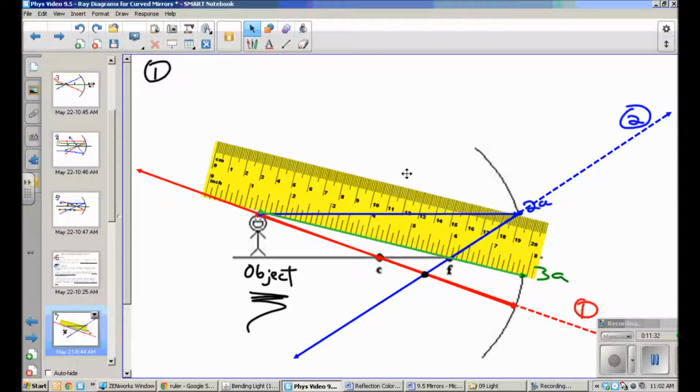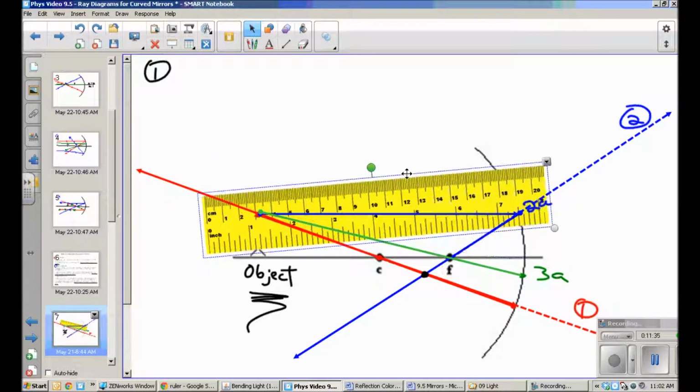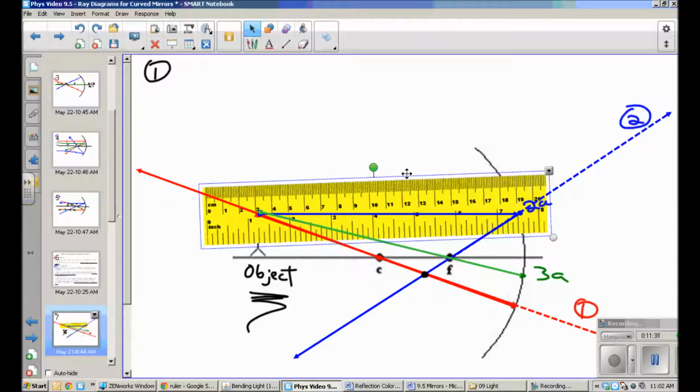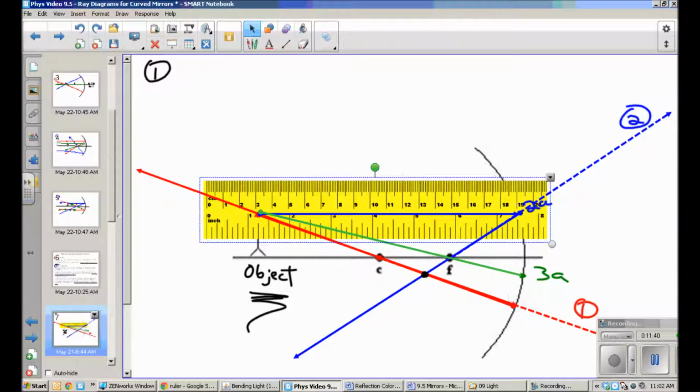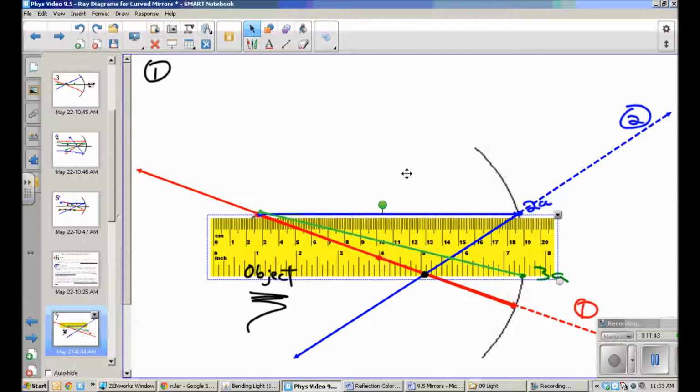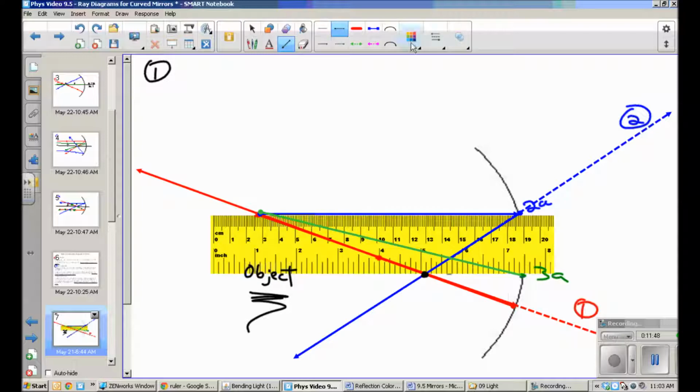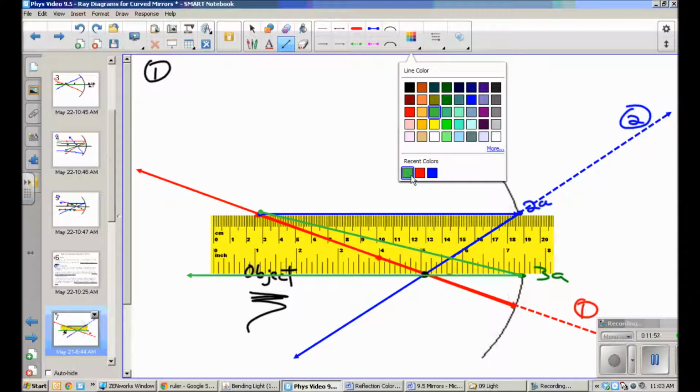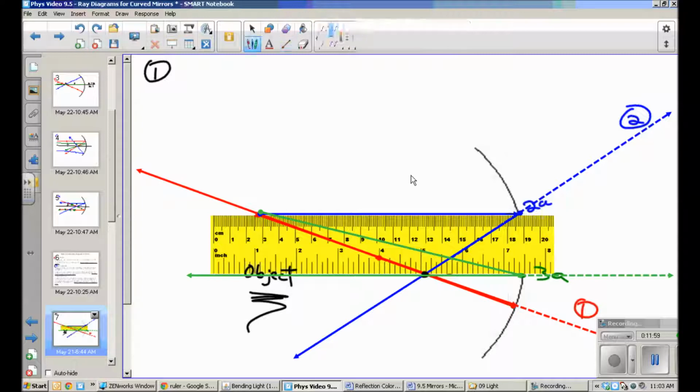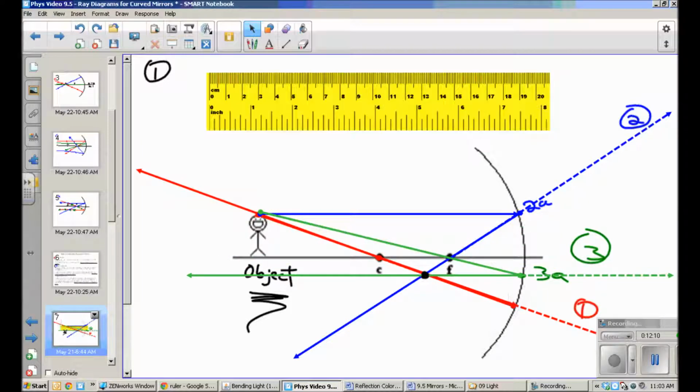The reflected beam goes away from point 3A parallel to the primary axis. So I'm turning my ruler so it's parallel to the primary axis, connecting it to point 3A as best I can. And then I'm using my ruler to draw the line away from point 3A, like that. Don't forget to make your dotted line going the other way. There is beam number 3. And we are happy because all 3 beams have crossed at this same point. Okay, so let's get this ruler out of the way.